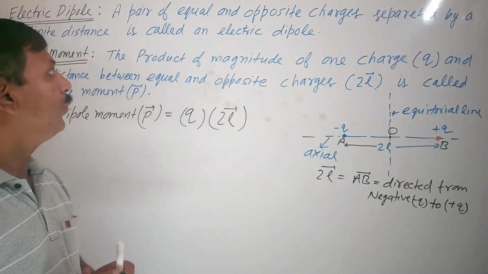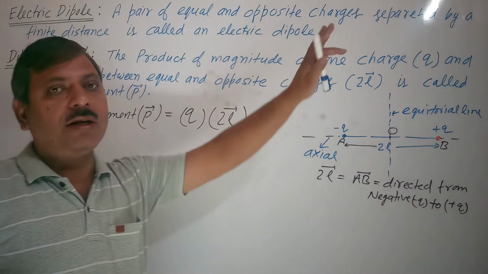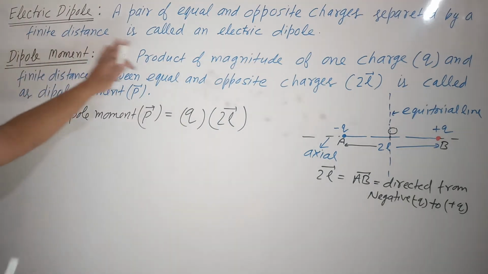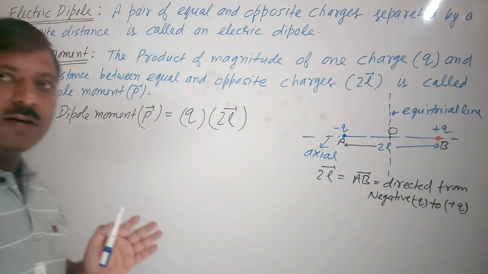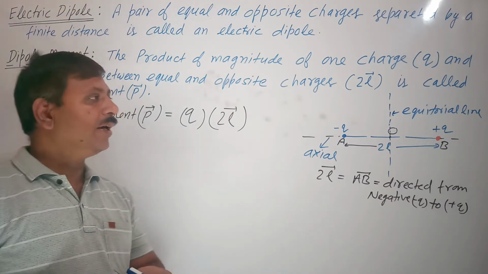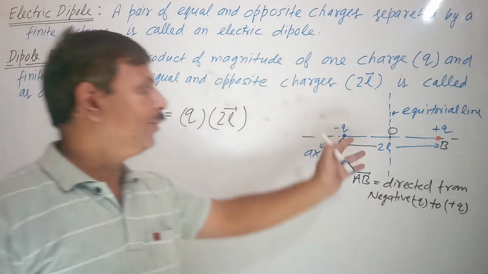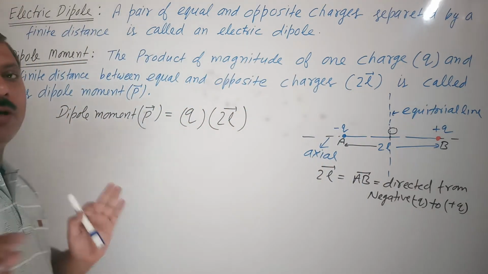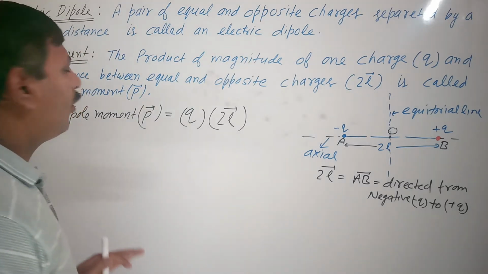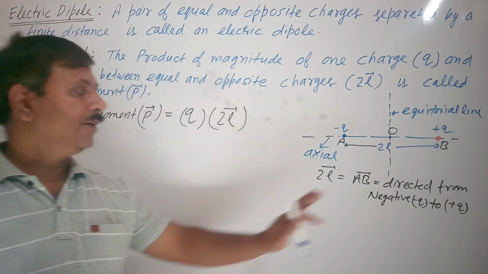So q into 2l. So see, what is an electric dipole? A pair of equal and opposite charges separated by a finite distance is called an electric dipole, first thing. And the strength of an electric dipole we represent by dipole moment. The product of the magnitude of one of the charges and the finite distance between the equal and opposite charges is called the dipole moment.